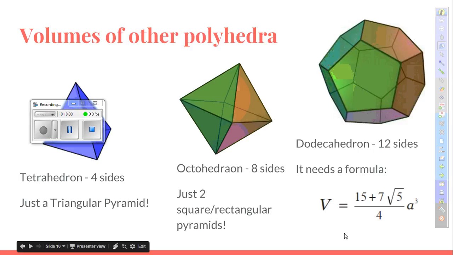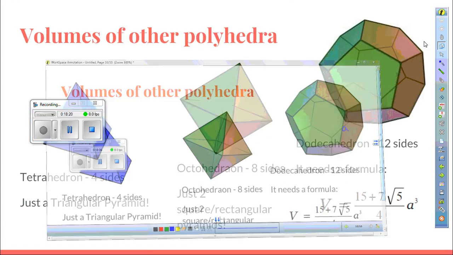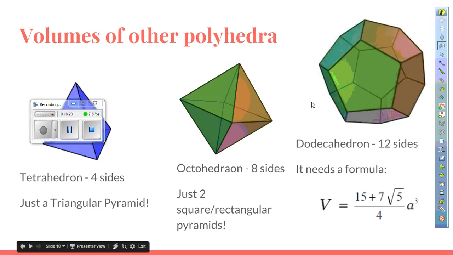Now in this case, a is not standing for apothem. I do want to clarify that. In this particular problem, a is actually the length of one of these edges. It is regular, so all of these edges are the same length. So one of these edges here is the a that it is referring to in the formula. And so those are our volume formulas for our regular polyhedra.